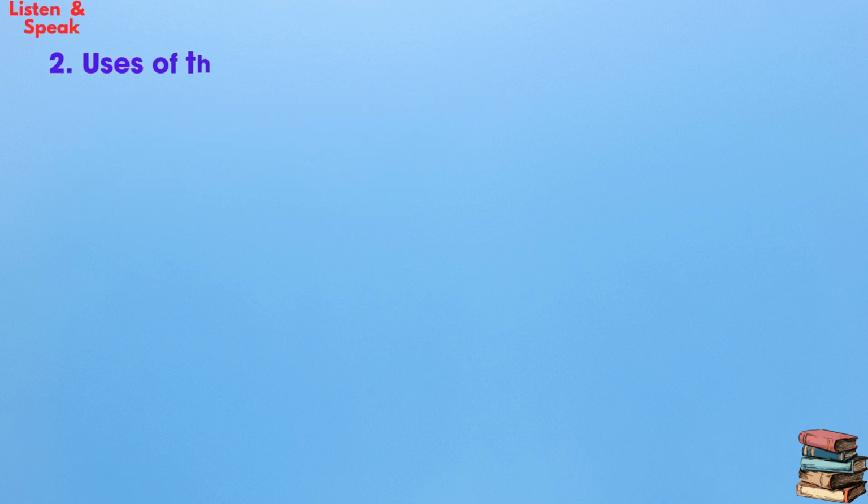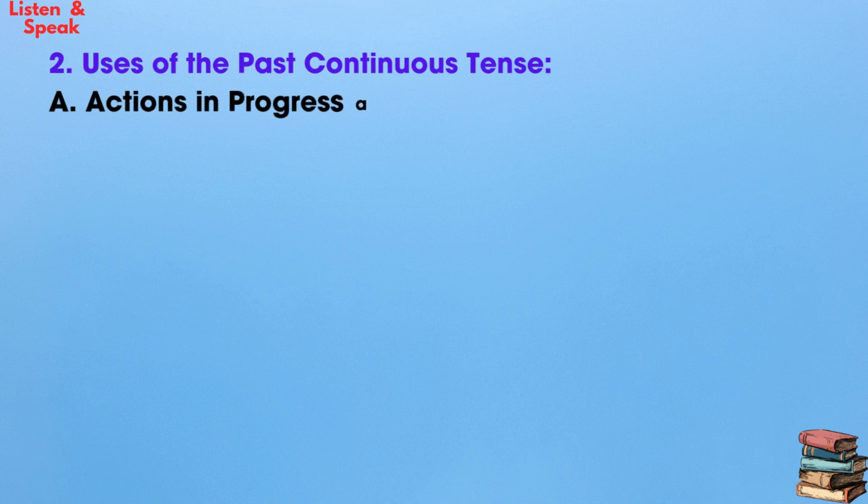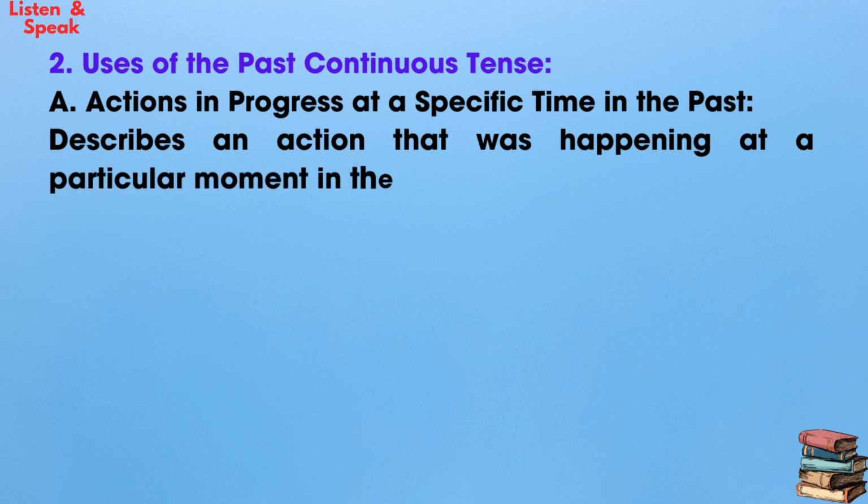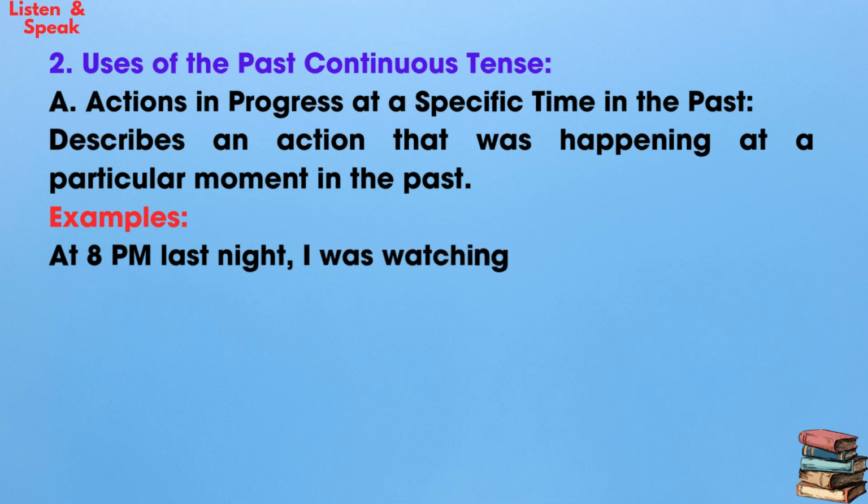2. Uses of the past continuous tense. A. Actions in progress at a specific time in the past. Describes an action that was happening at a particular moment in the past. Examples: At 8 p.m. last night, I was watching a movie.